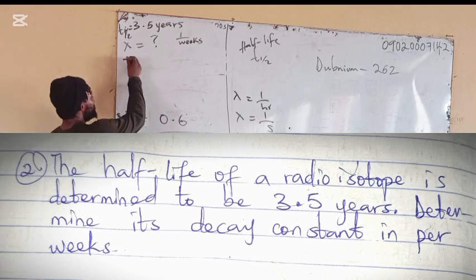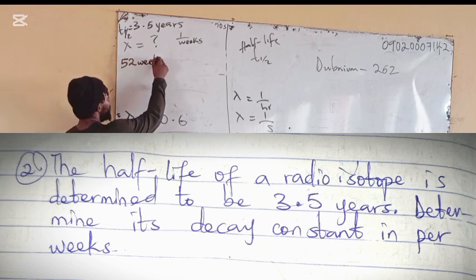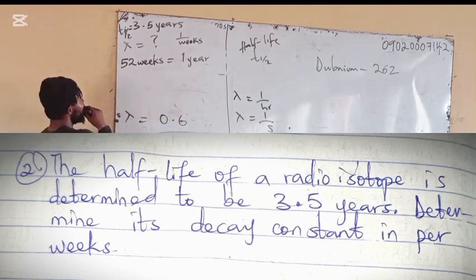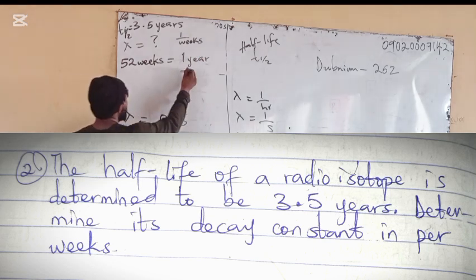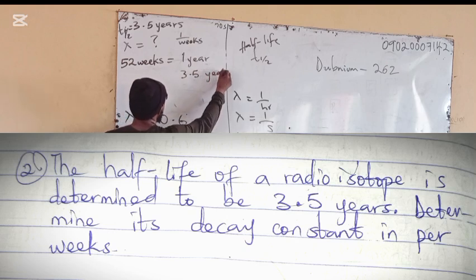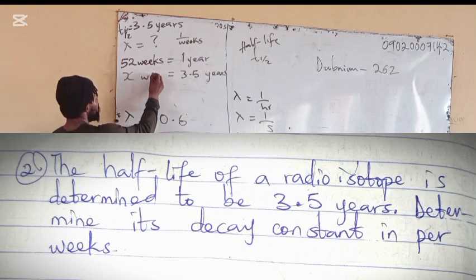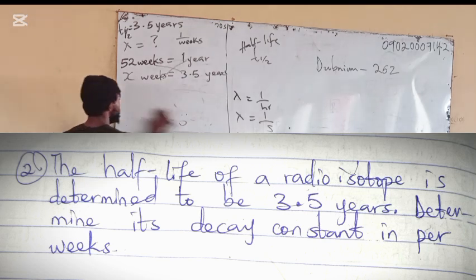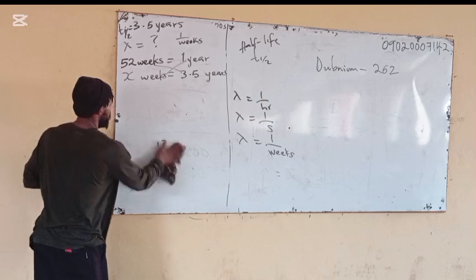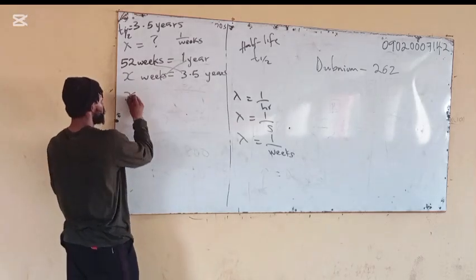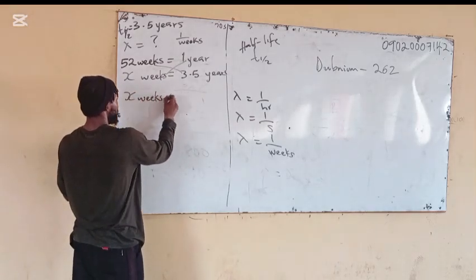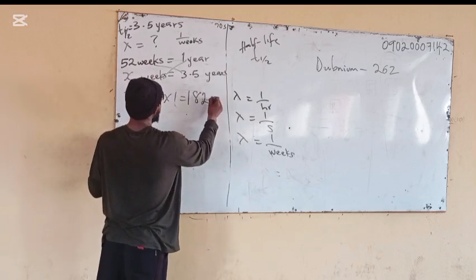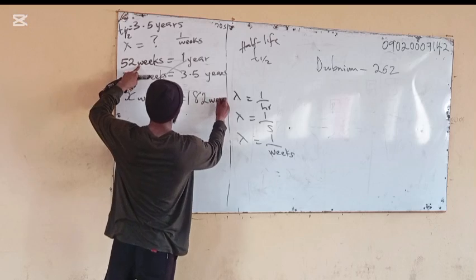So 52 weeks is equal to 1 year. That means 3.5 years equals X weeks. So when you cross multiply, you are having 3.5 times 52, which is 182. So that means X weeks times 1 is equal to 3.5 times 52, which is 182 weeks.